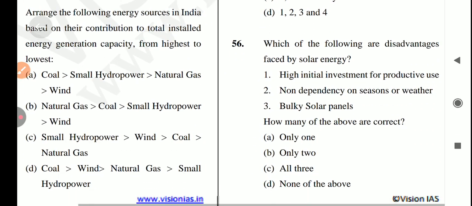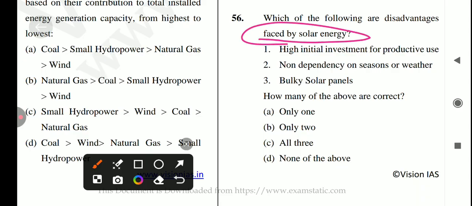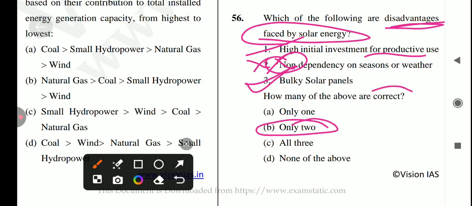Next question is: which of the following are disadvantages faced by solar energy? Okay, according to solar energy, which disadvantages are being faced is asked here. So first is high initial investment for productive use. Yes, it's a correct statement. Next is non dependency on season or weather. No, it depends. So the second statement is incorrect. Next is bulky solar panel. Yes, it's correct. So the answer for this question is option number B.